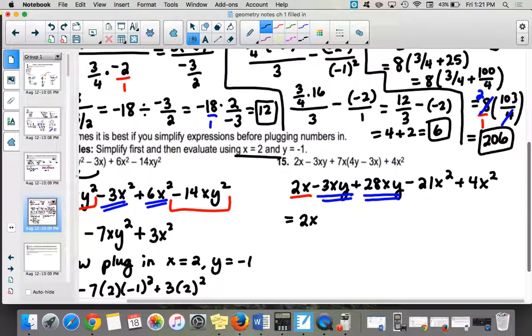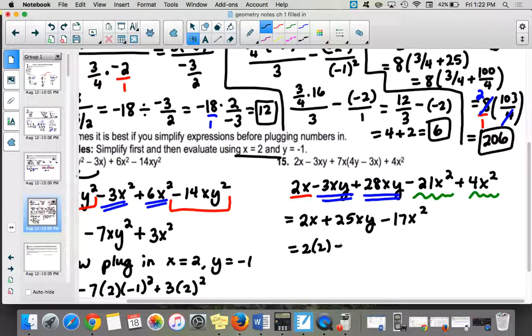So I have plus 25xy, right? Negative 3 plus 28. And then the last one I have negative 21x squared plus 4x squared. So I'm going to have negative 17x squared. Did you guys all get to that point? Now you plug in the numbers. So we're plugging in 2 for x.